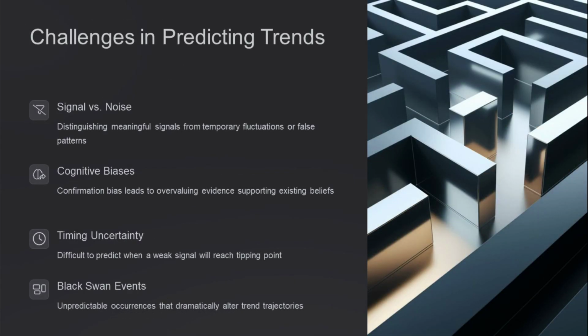Of course, trend prediction isn't perfect. There are challenges. Signal versus noise. Sometimes what looks like a trend is just a blip. Cognitive bias. We tend to believe what supports our worldview. Timing uncertainty. Even when we're right, we might be early. And black swan events. Totally unexpected events that change everything. The key is to stay humble, open-minded, and agile.